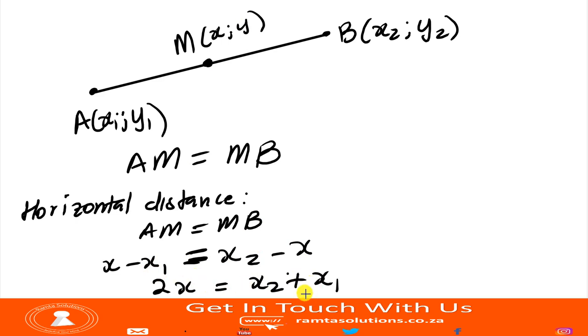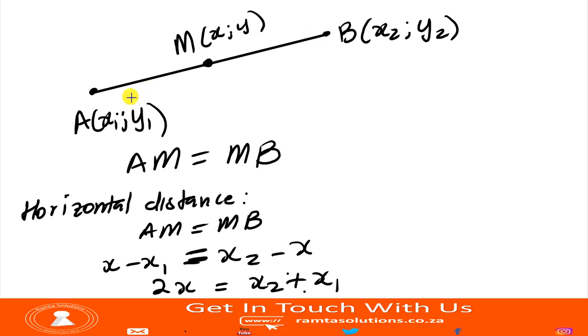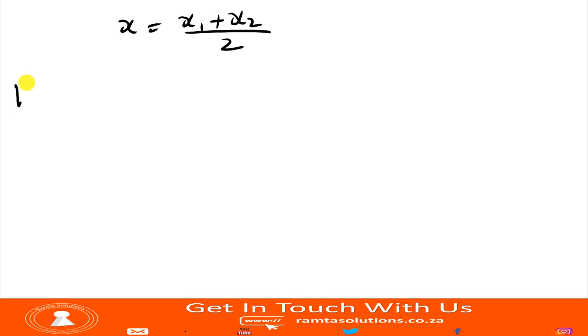So it's supposed to be plus, right? So this gives you the middle x value of this line. Okay, now let's look for the vertical distance. Remember, when we talk vertical distance, we're looking at the values of y, right? We're looking now at the vertical distance.